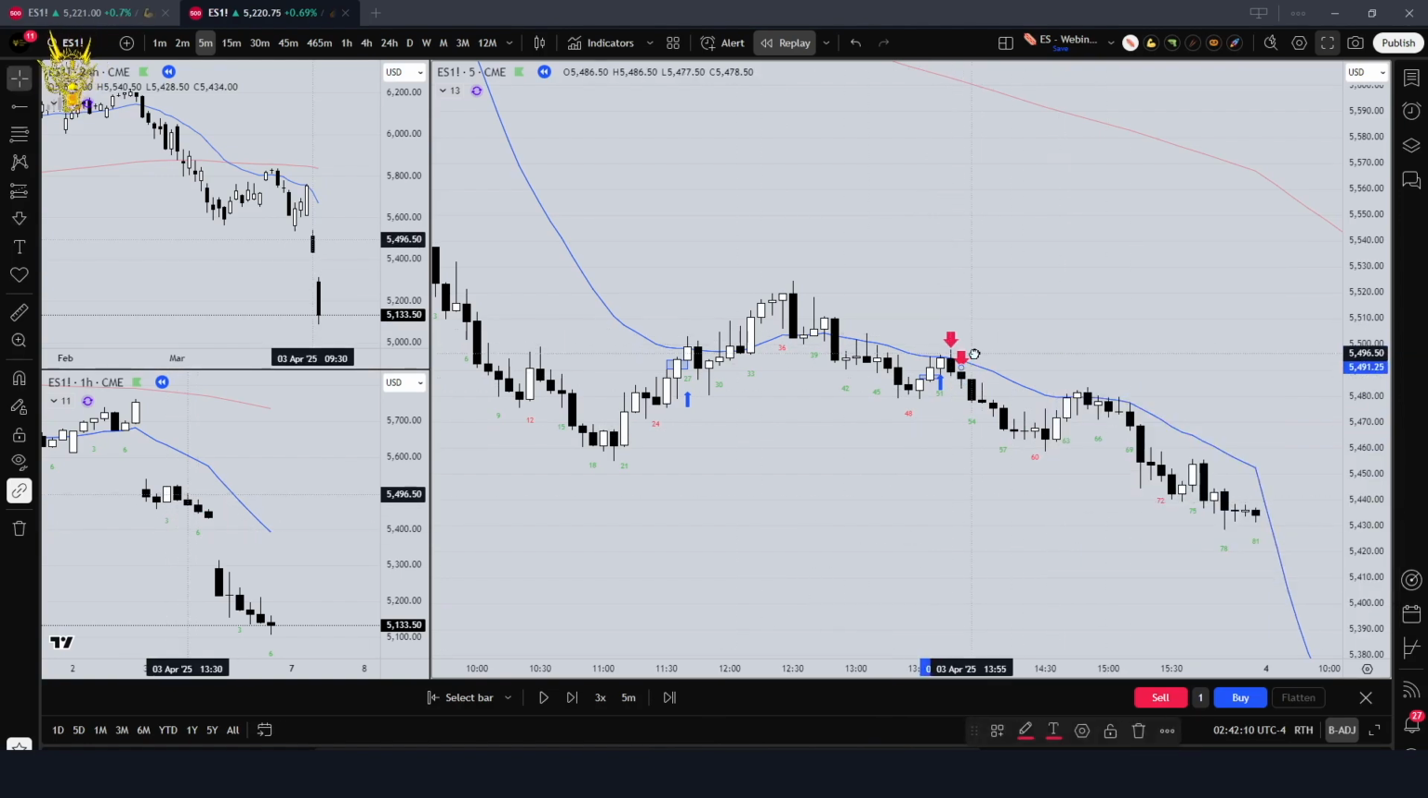This is a good looking sell signal at the moving average. This is follow through of that sell signal. So if you were long for any reason, you need to get out.